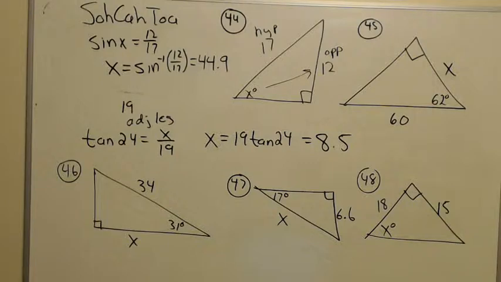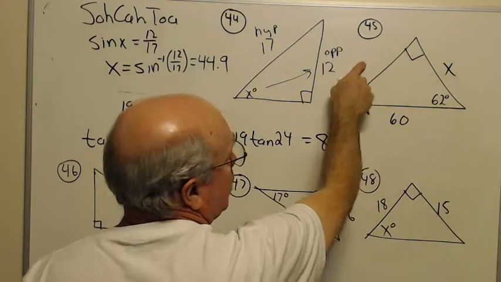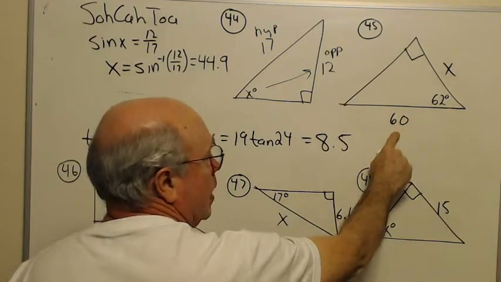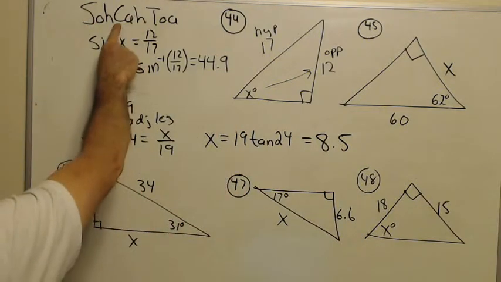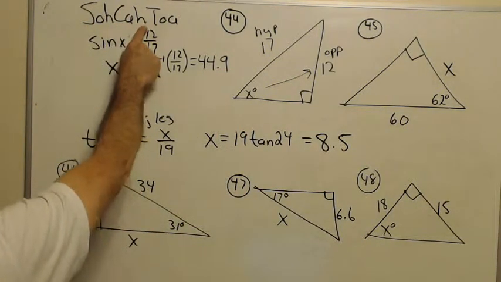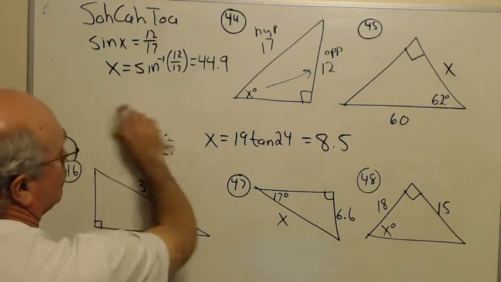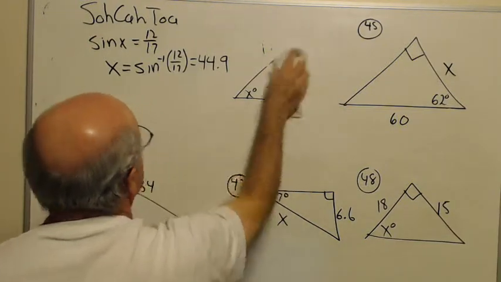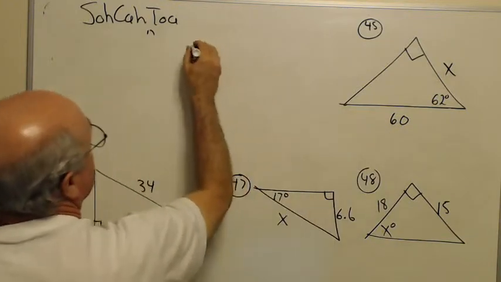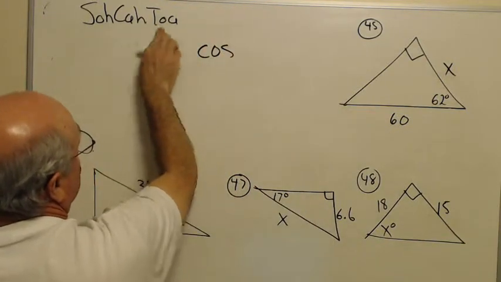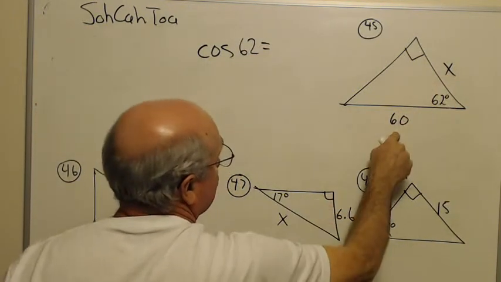Okay, on problem number 45, we have an angle. We do not have the opposite leg. We do have the hypotenuse, and we'd like to find the adjacent leg. Well, back to SOHCAHTOA, cosine uses adjacent and hypotenuse, so that's what we're going to have to use. So on 45, we're going to say that the cosine of 62 is x adjacent over 60.